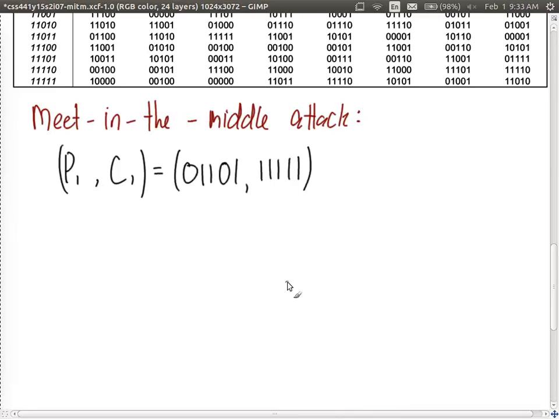In fact, in practice, when we apply this attack to real DES, it's usually not just one pair that they have to know. They may need to know a set of pairs, more than one. And at the end, we'll analyze how many. Let's give you a second one just in case we need it. This is known by the attacker, another pair.